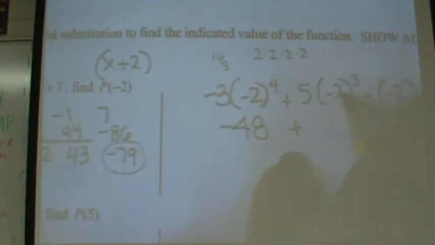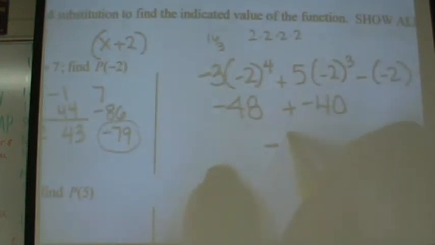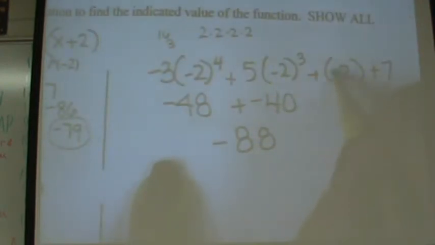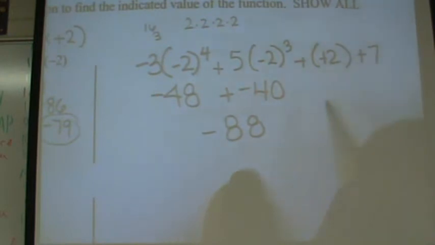Plus, negative 2 times negative 2 times negative 2 is negative 8. Negative 8 times 5 is negative 40. So these two give you negative 88. These are going to cancel to give you 2 plus 7 is 9, and your answer is negative 79.